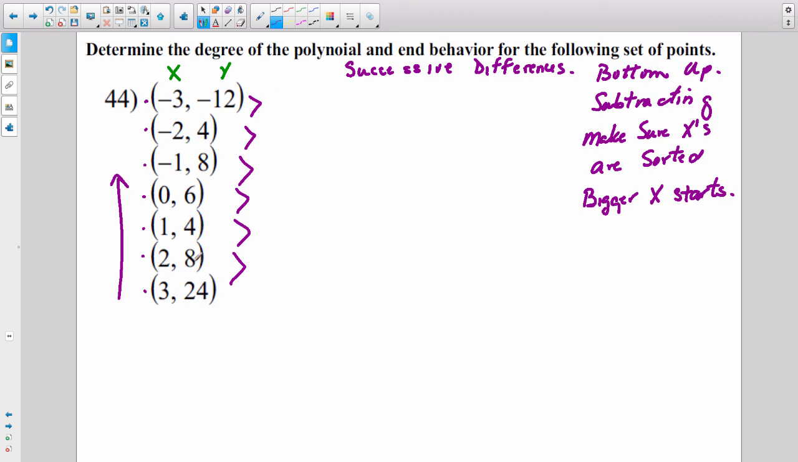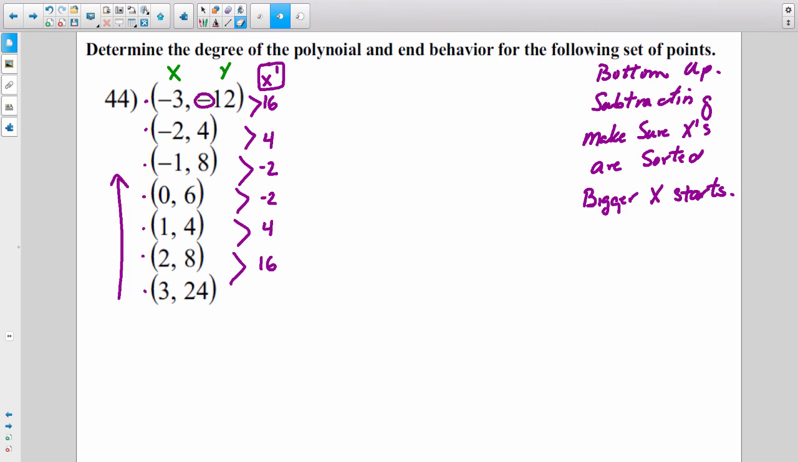So 24 minus 8, that's 16. 8 minus 4, 4 minus 6, 6 minus 8, 8 minus 4, 4 subtract -12. Okay, are these numbers the same? No. So it's not an x to the first. It's not a line, is what we're saying here.